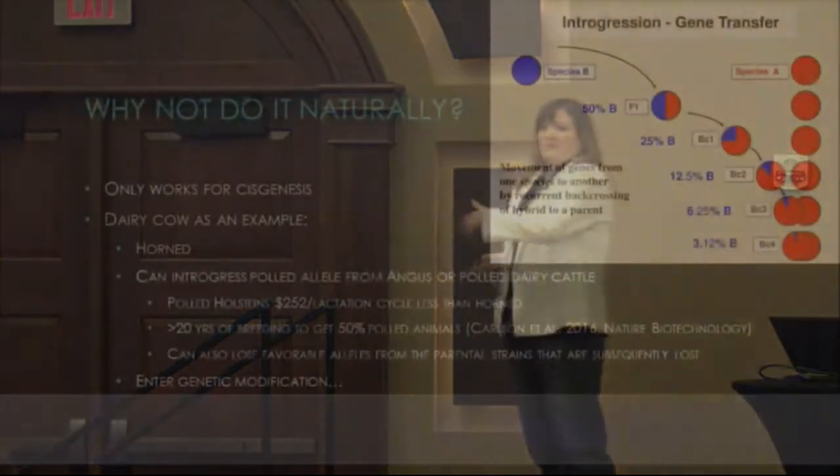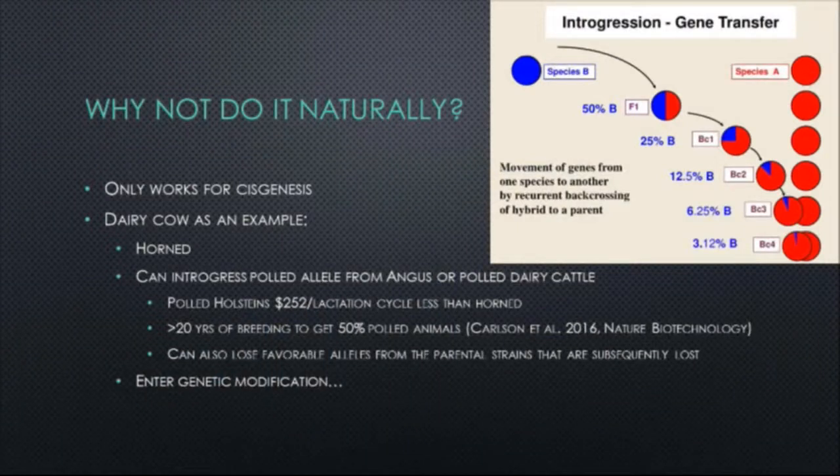But then we can go and start the process of back crossing. So once we have that cross animal that's going to be polled, then we start mating it back to the horned animals, right? And then choosing to select the polled animals from that. And we can eventually, in theory, end up with just the polled allele and then everything else being those original horned Holsteins, right? Now, the problem with that process is that it takes an exceptionally long time to actually achieve this goal. And so the last paper I saw on this looked at about 20 years of breeding efforts to get about 50% polled animals using this type of approach.